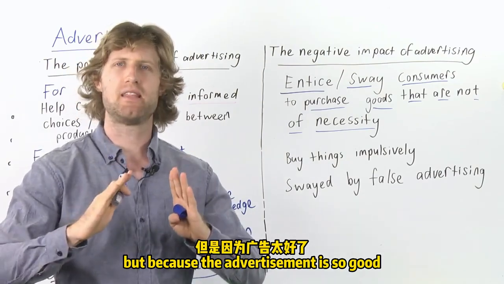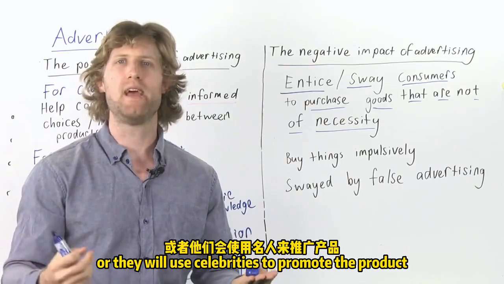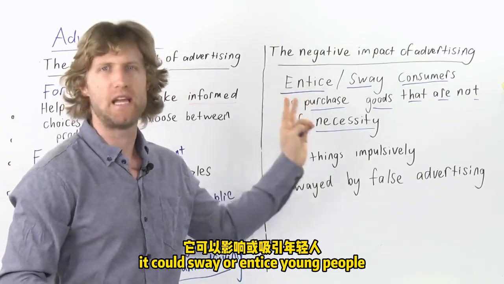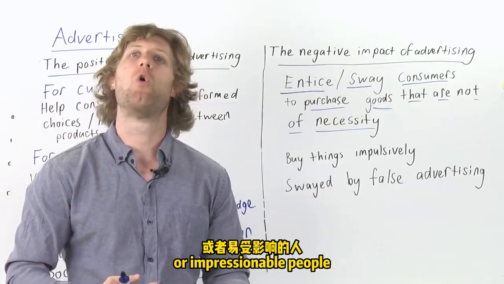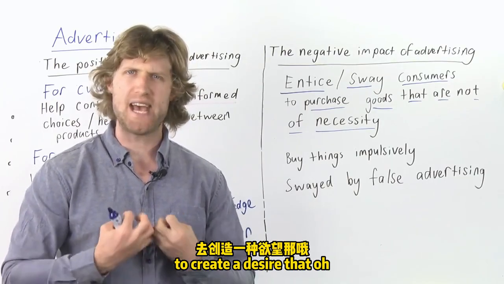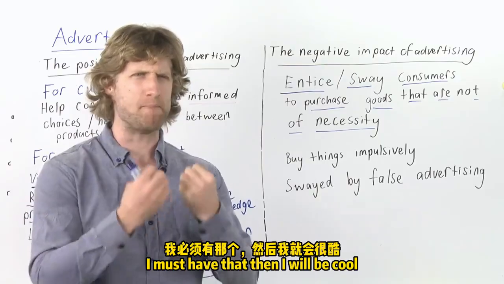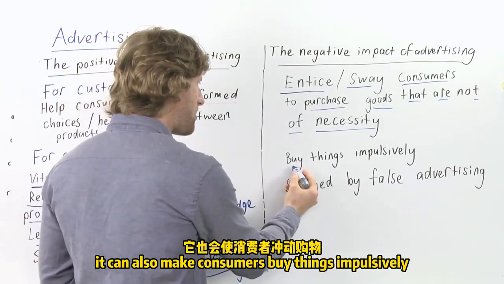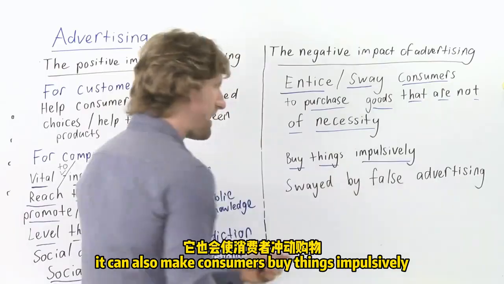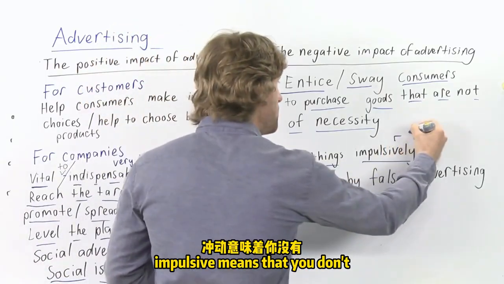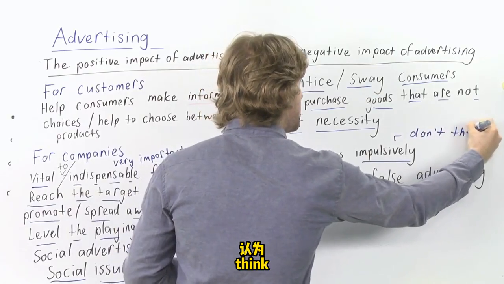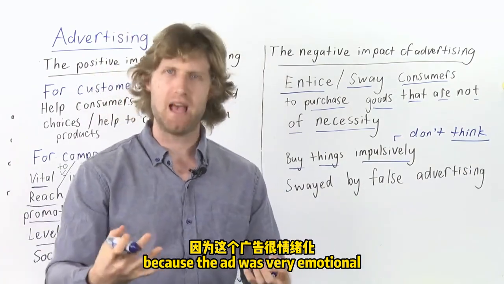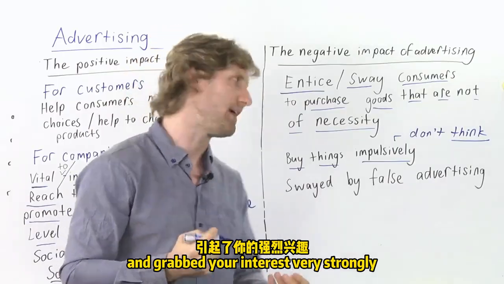But because the advertisement is so good, or they will use celebrities to promote the product, it could sway or entice young people or impressionable people to create a desire that, oh, I must have that, then I will be cool. It can also make consumers buy things impulsively. Impulsive means that you don't think. You don't think about it because the ad was very emotional and grabbed your interest very strongly.